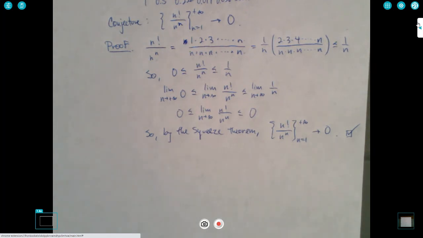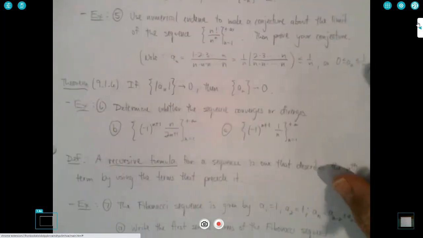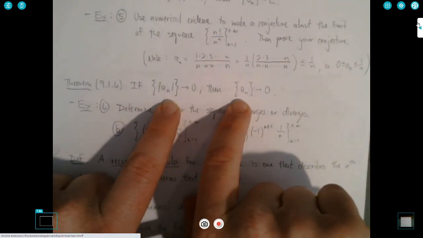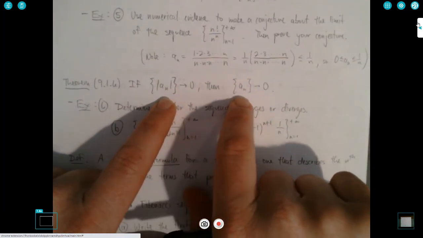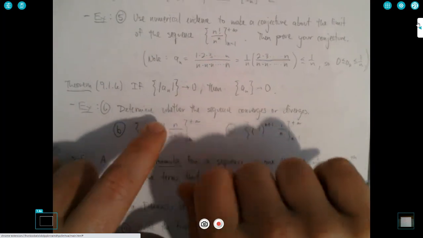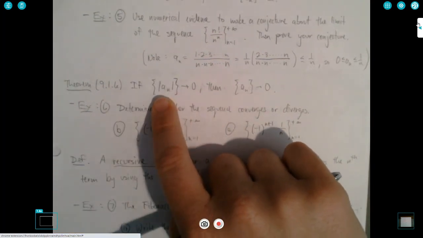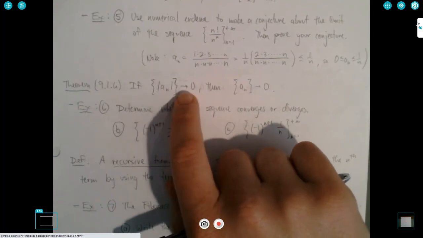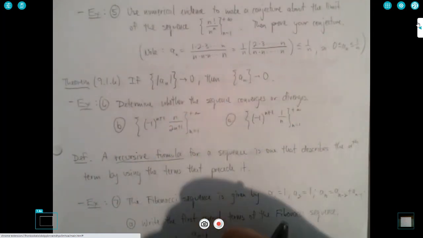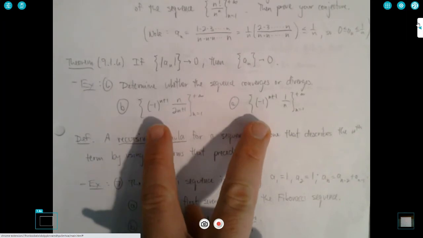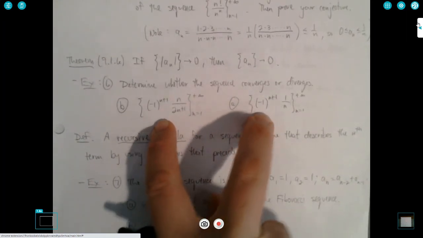Okay, so the squeeze theorem will work. Here's something else. This is true for sequences. It's not necessarily true for functions, but it's kind of a nice thing. So if the absolute value of some sequence goes to 0, then the original sequence itself also goes to 0. And so now I'm going to go back and do those two alternating sequences that I skipped earlier. So let's take a look.